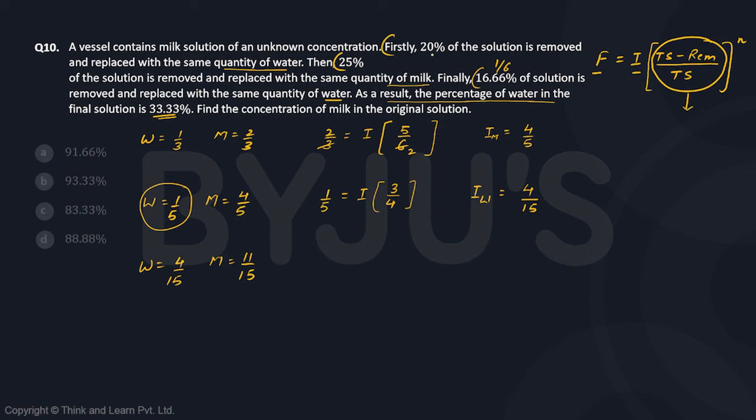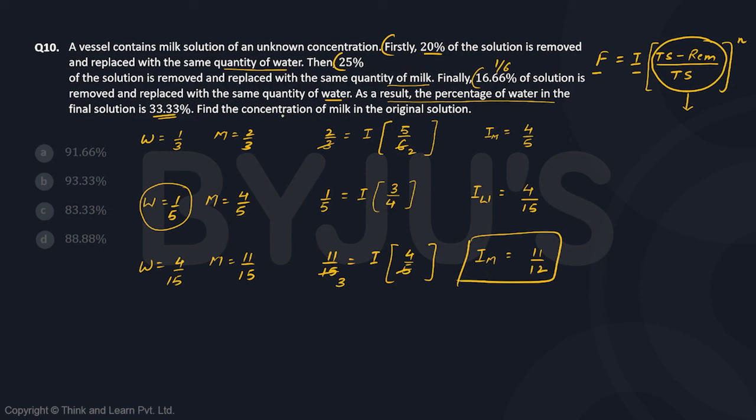Firstly, 20% of the solution, or 1/5 of the solution, is removed and replaced with the same quantity of water. So replacement is done by water, so the formula will be applicable on milk. So 11 upon 15 is equal to the initial fraction of milk multiplied by the leftover solution. 1/5 is removed, so 4/5 will be left. So the initial fraction of milk here, with cancellation, will be equal to 11/12. This is the initial fraction of milk.